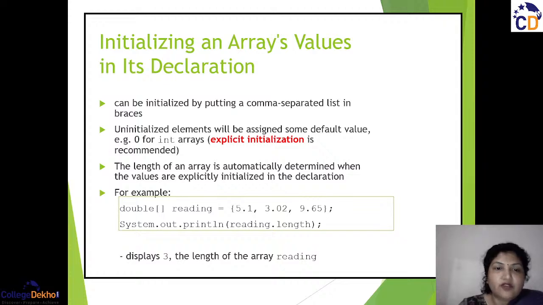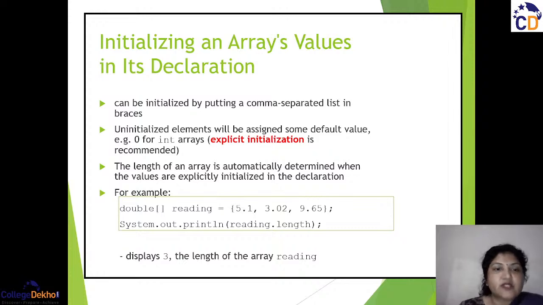Then let us see initializing an array's values in its declaration. When you are defining that array, at the same time you are initializing it also. It can be initialized by putting a comma separated list in braces, and within those braces you define the values as well. Uninitialized elements can be assigned some default values, for example 0 for int arrays. Explicit initialization is recommended. The length of an array is automatically determined when the values are explicitly initialized in the declaration.